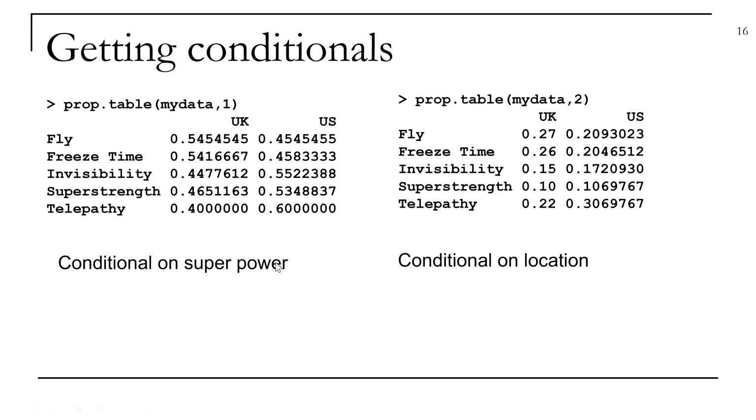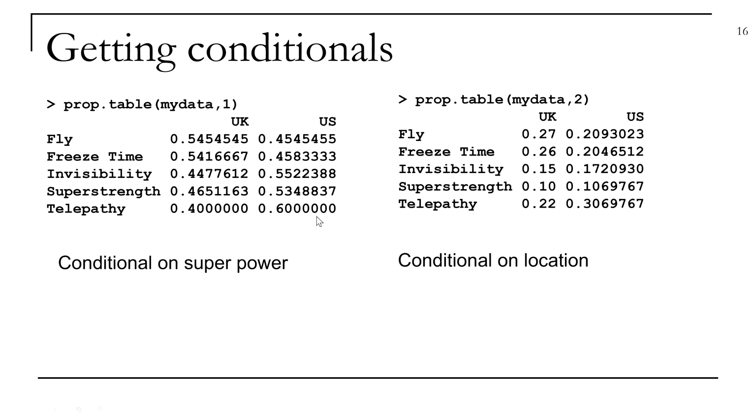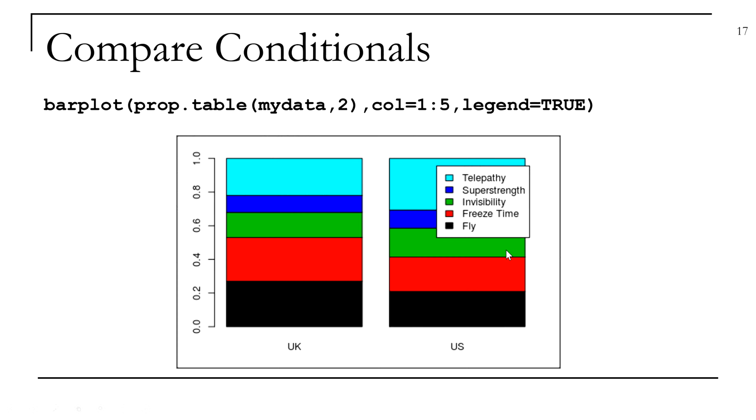We condition on superpower, that's just looking at the rows. So if you add across, the rows add to 1. We can condition on the columns, and if you add down, the columns add to 1. So overall in the table, you can condition on the rows, adding across, rows add to 1. Or you can condition on the columns, adding down, columns add to 1.